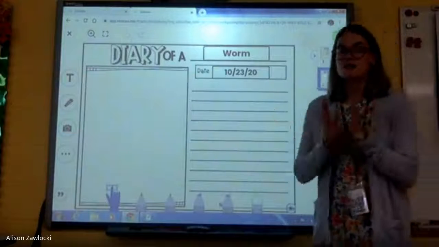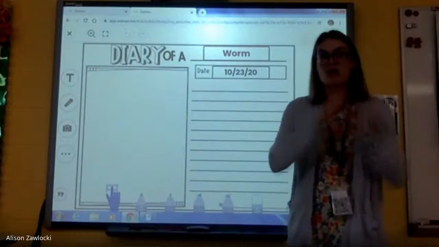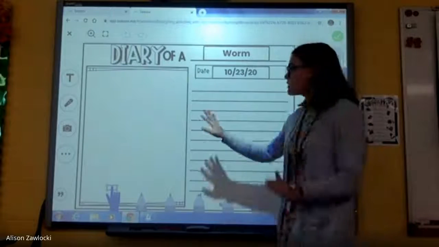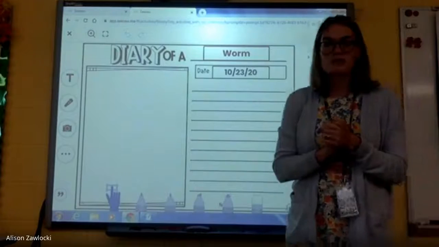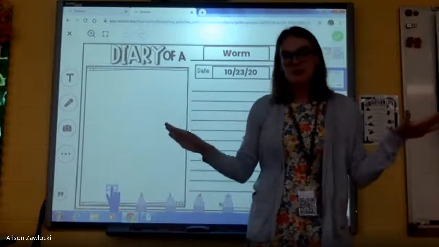You are going to write in complete sentences with capital letters, a complete thought and a period at the end. I want to see a detailed picture over here as well. If you want to write on a separate piece of paper and upload a picture, that is completely fine.